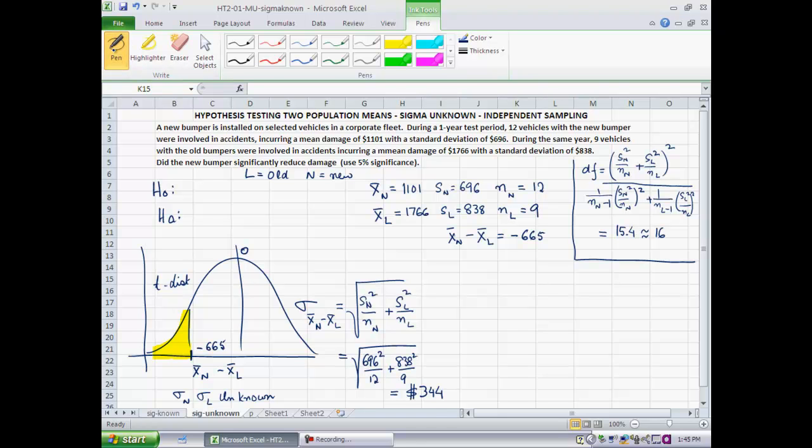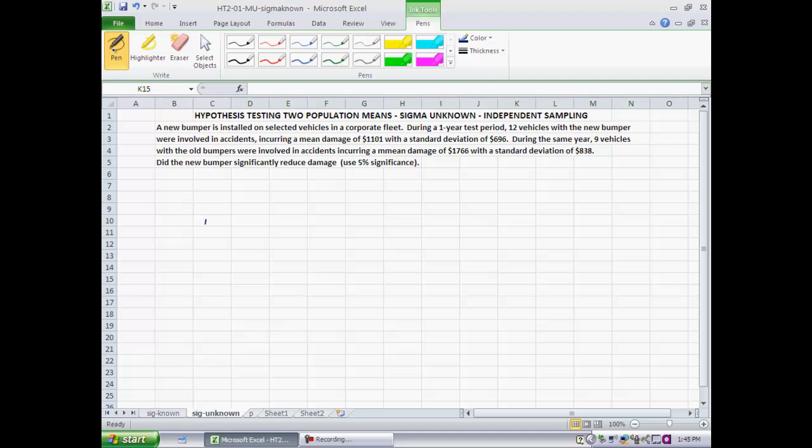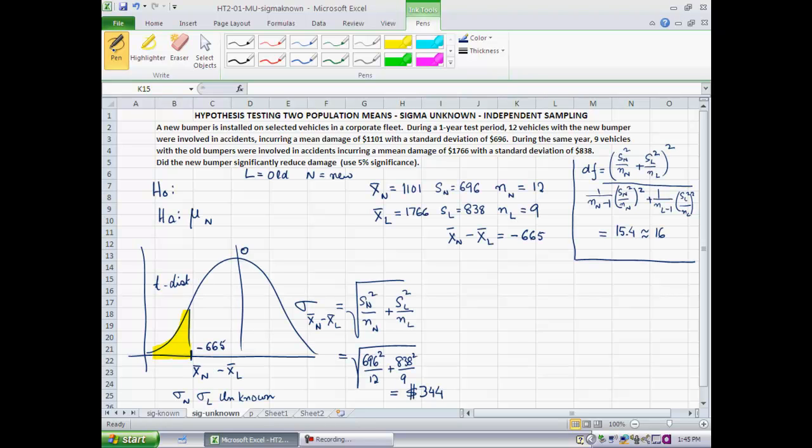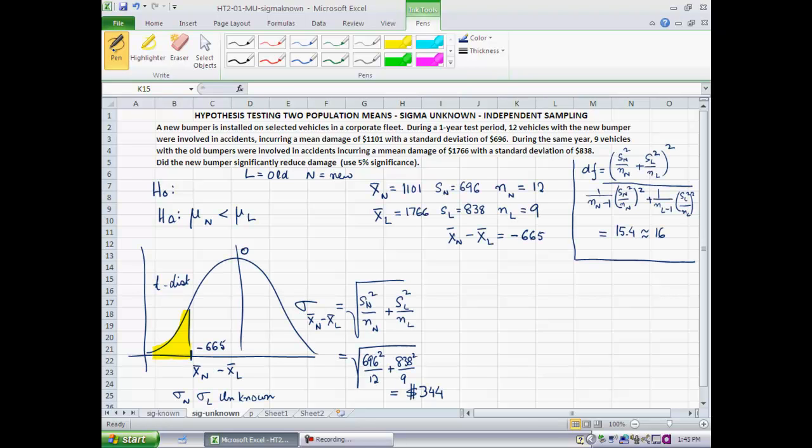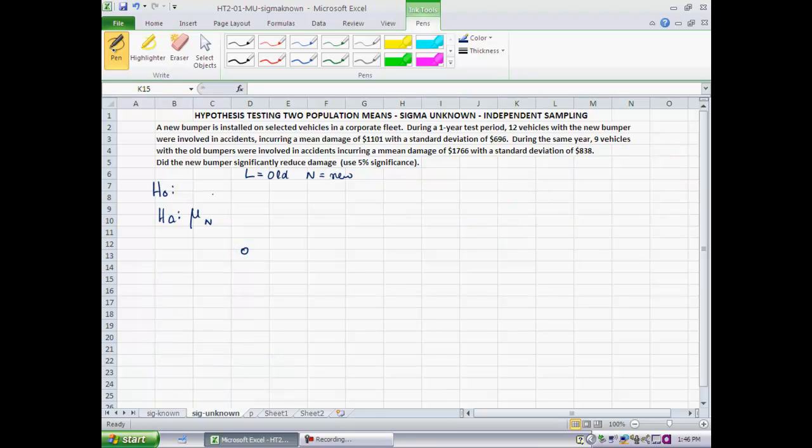Therefore, my alternate hypothesis would be mu N, the average damage with the new bumpers, is less than mu L. And notice that I've set it up as the alternate because that being the claim that I want to test, I want that to be the result of rejection of the null. That's why it's been set as the alternate. Once the alternate is set up, whatever is left over is the null hypothesis, which in this case would be mu N greater than or equal to mu L.